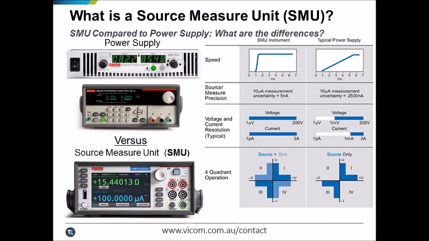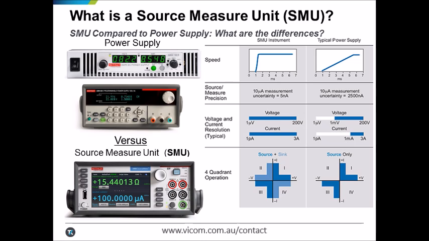Here is a quick description of how an SMU instrument is different from a typical power supply. The SMU is optimized for both speed and precision. Therefore, the rise times are much faster than the power supply. And the measurement uncertainty of the SMU is much lower. In addition, SMUs provide superior dynamic range for both sourcing and measuring, which ensures best possible accuracies regardless of device impedance and signal levels, compared to the best programmable power supplies.